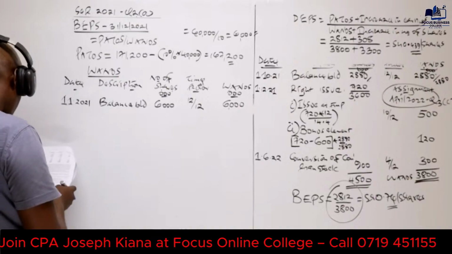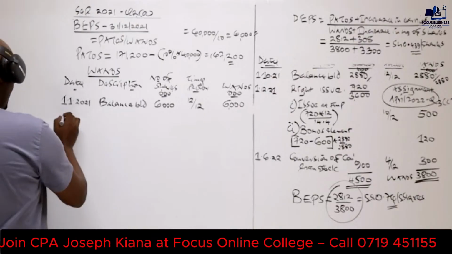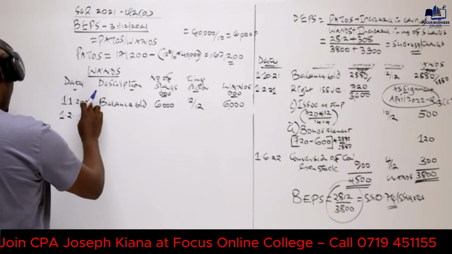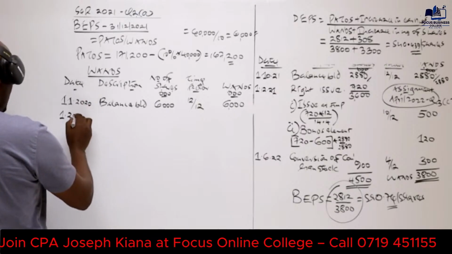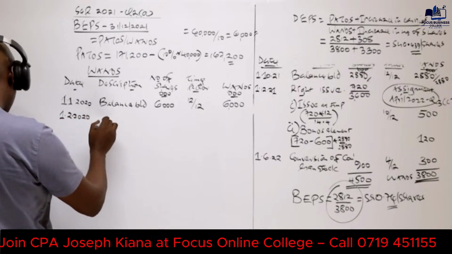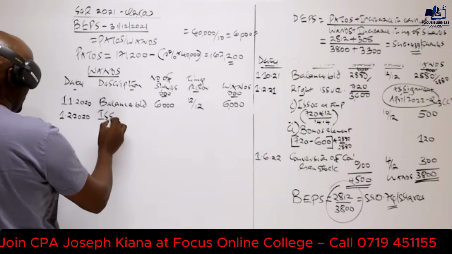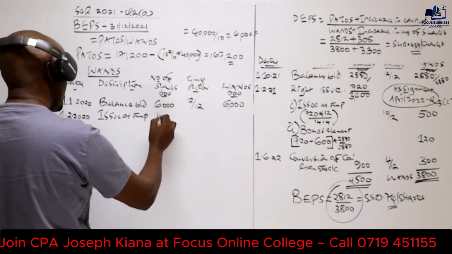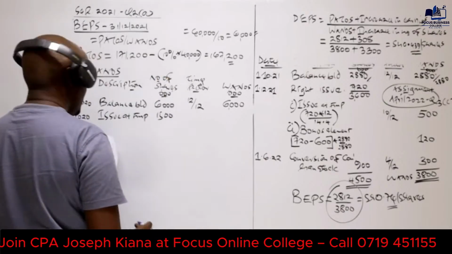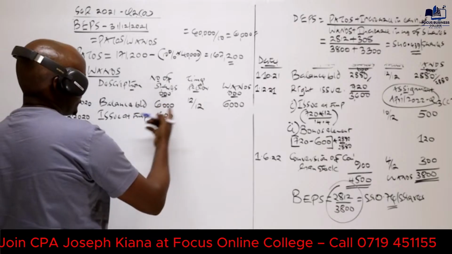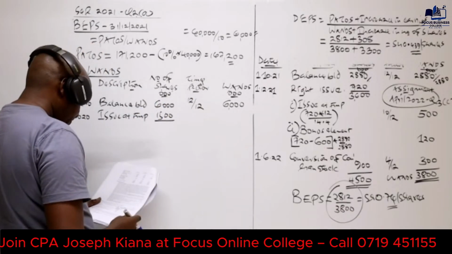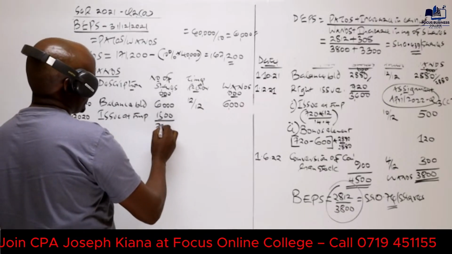Then from there, we move to note number 1. We are told on 1st of Feb, okay, this one should be 2020, sorry, 1st of Feb 2020, there were some shares which were issued at full market price. How many shares? 1.5, in thousands, not in thousands of shillings. These are not in shillings, these are the number of shares. In thousands should be 1,500.